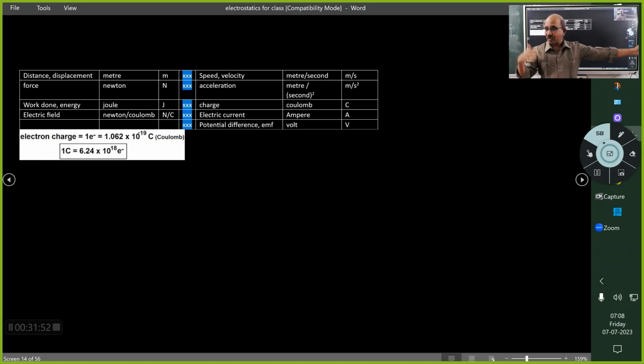Net charge means positive charge minus the negative charge. 10 positive charges like this, 5 negative charges like this. What is the net charge? 5 in this direction. 10 positive charges like this, and 10 negative charges like this. What is the net charge? 20? No. 10 positive charges like this, 10 negative charges like this. Minus of minus becomes plus.